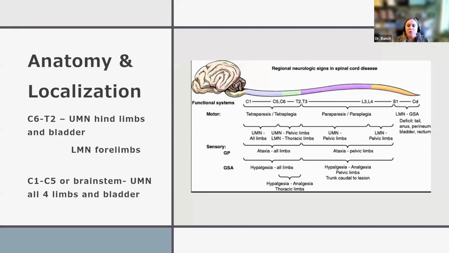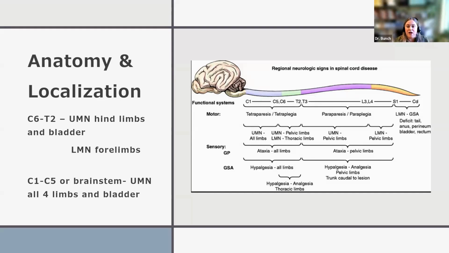Remember that when we're talking about anything from C1 to really T2, but C1 to C6 is kind of our thought, I'm going to lump that C6 to T2 area in there as well, because that's our cervical intumescence. When we're dealing with anything from C1 to T2, we could be dealing with tetraparesis or plegia. We could be dealing with just pain, right? We could also be dealing with a forelimb lameness.